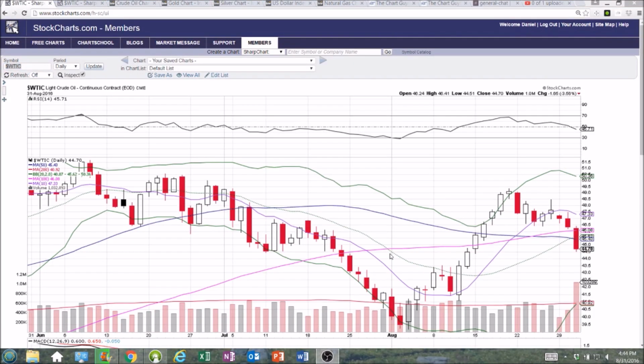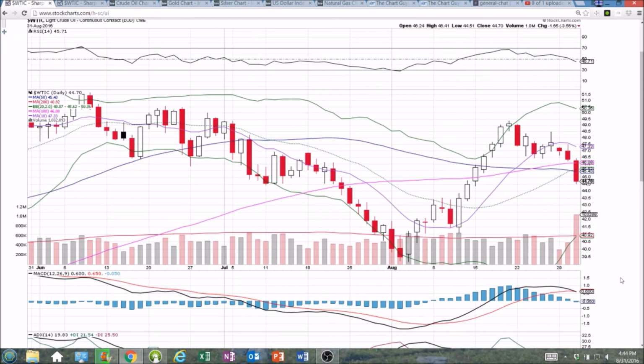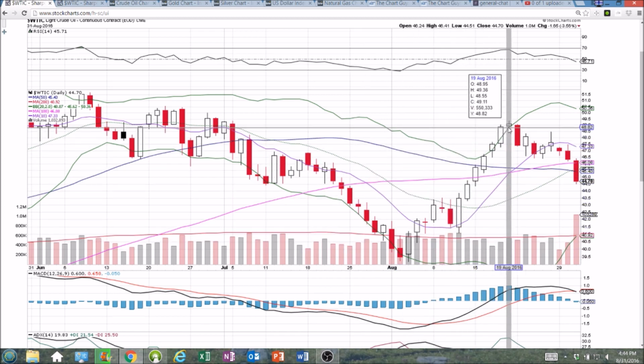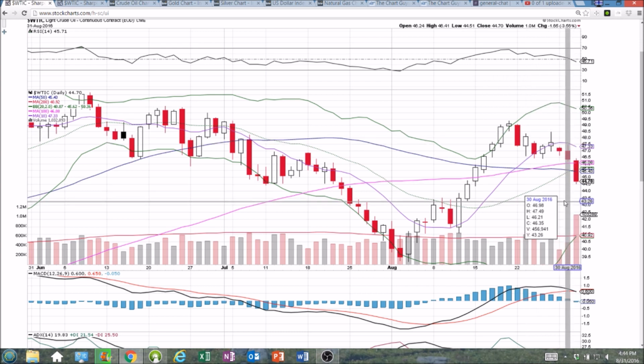Hello everyone, looking at oil on the daily, weekly, and hourly time frames. So we had a dump today, a bearish reaction to the inventory report. And again, whenever you have a bounce where you just blow right through resistance and do not establish support by consolidating, it's very easy to make a move back down to the downside.